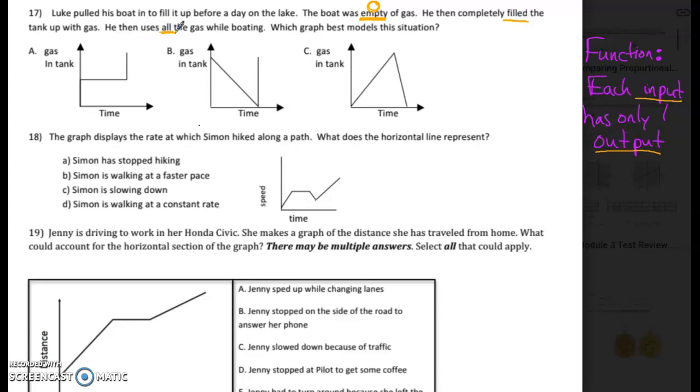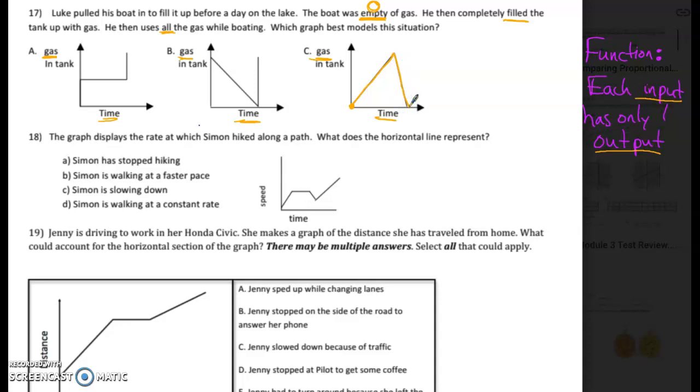So he's starting out at 0. When we look at our axes, we have gas in the tank on our y-axis, and we're looking at time. So we know that he is starting out at 0. There is only one graph that starts out at 0. Right here on C, the graph is starting out at 0. Over time, because he started out with 0 gas, he's now at the gas station, filling it up. It takes time. The gas is increasing, and then he goes out on the lake and he uses all of the gas.